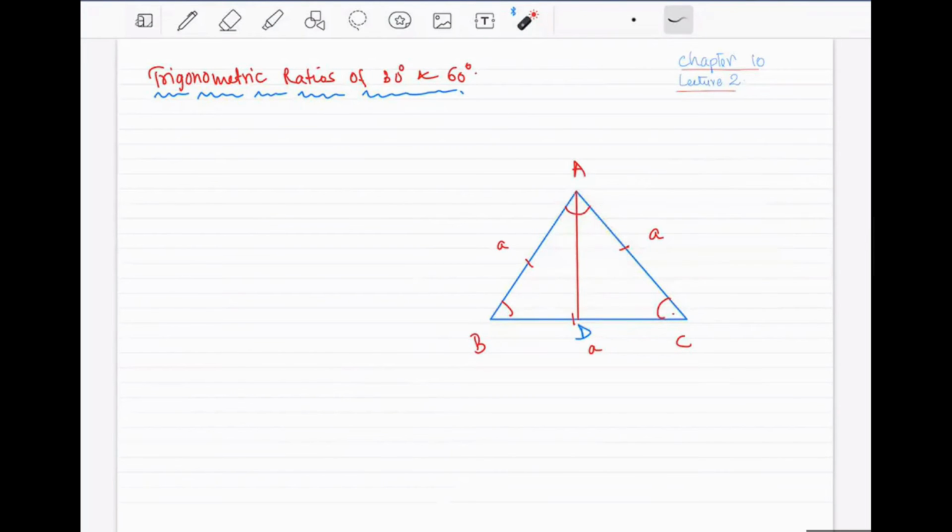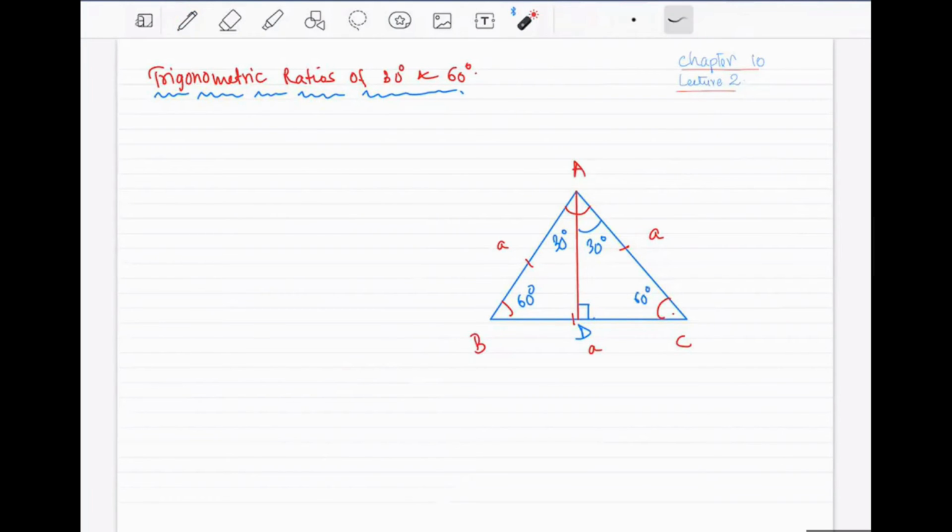So when you draw the AD, it does three things. First thing is it is perpendicular to BC. Second thing is it divides this angle A into two equal parts. So we have got 30 degrees on one side. The others still remain 60 degrees, okay, because it's an equilateral triangle.